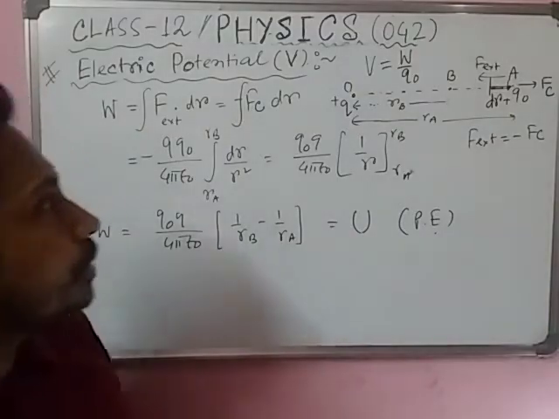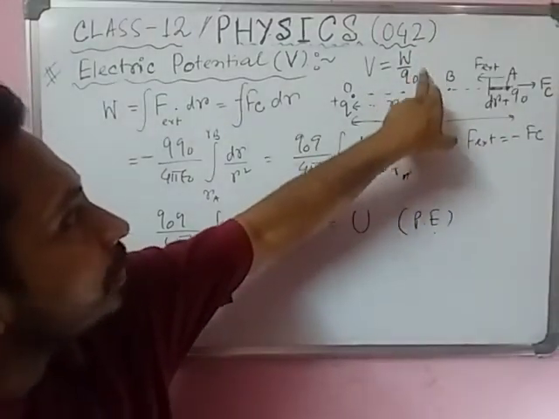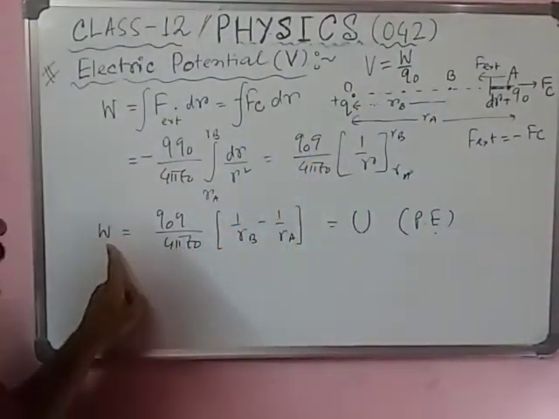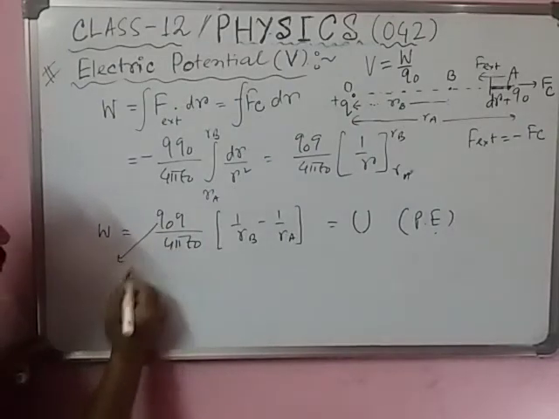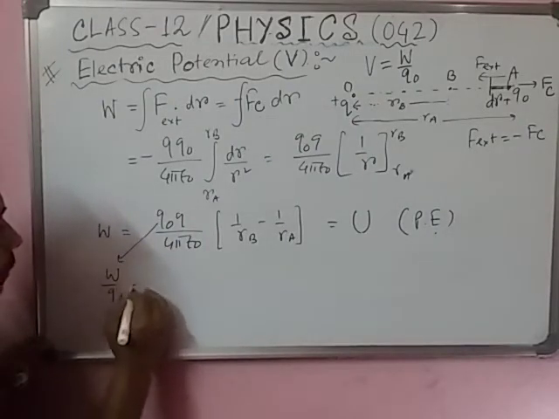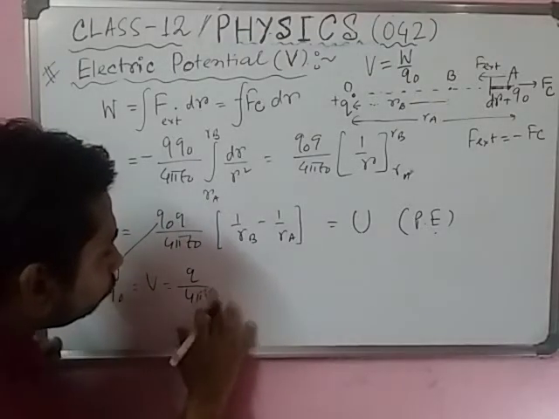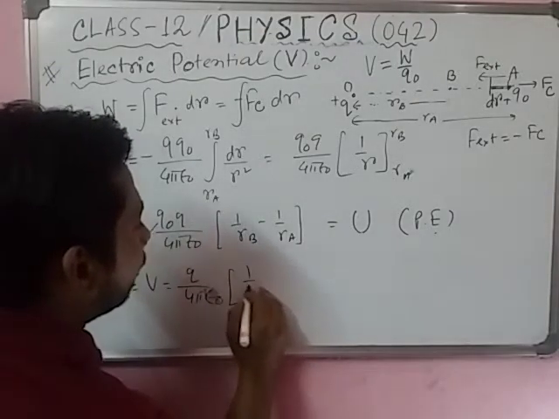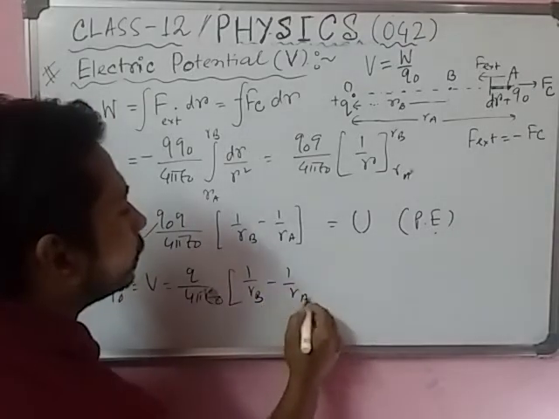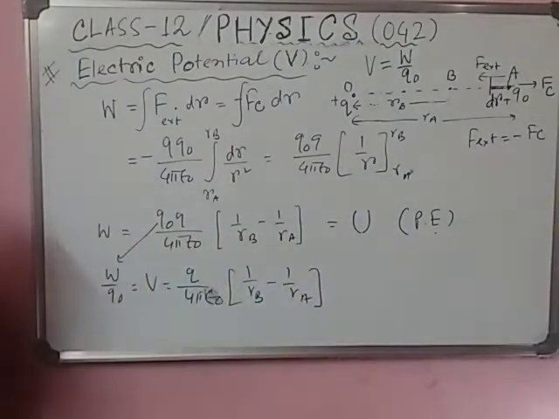Now if you need the potential, you just divide W by Q naught. So here we get W, and you just divide it by Q naught, you will get W by Q naught, which is called potential V, equal to Q by 4 pi epsilon naught into (1 by RB minus 1 by RA). Students, please pause the video and write it down.